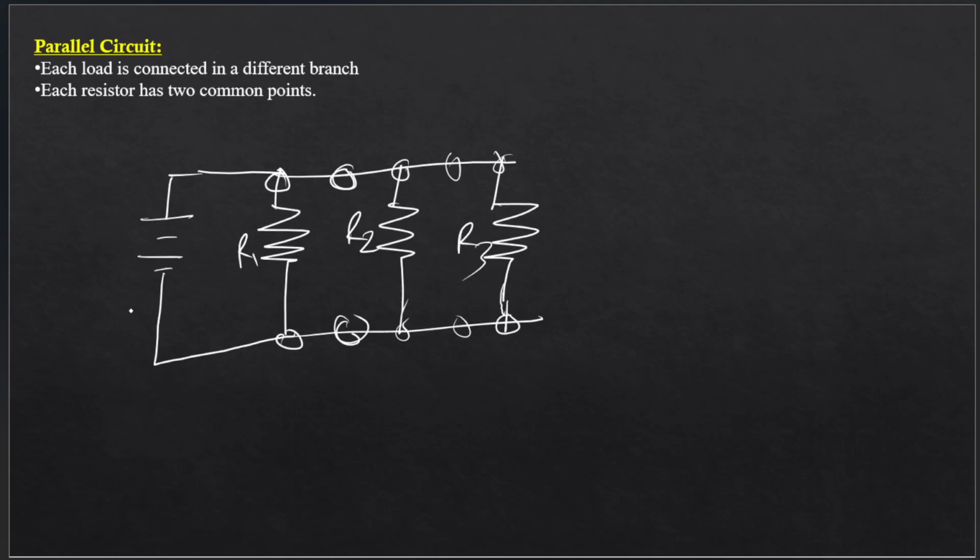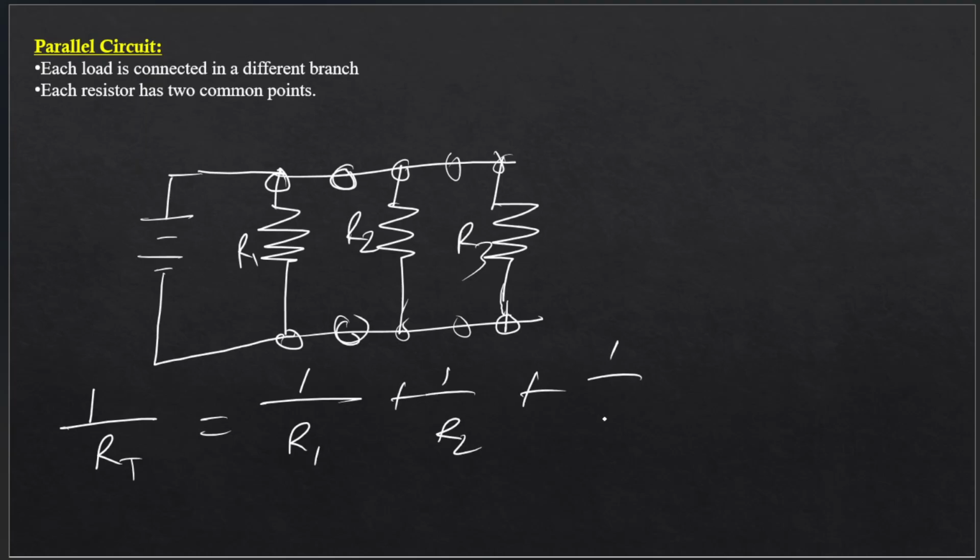Now the total or equivalent resistance in a parallel circuit is calculated slightly differently from series circuits. It's calculated like this: 1 over RT is equal to 1 over R1 plus 1 over R2 plus 1 over R3 plus ... plus 1 over Rn.